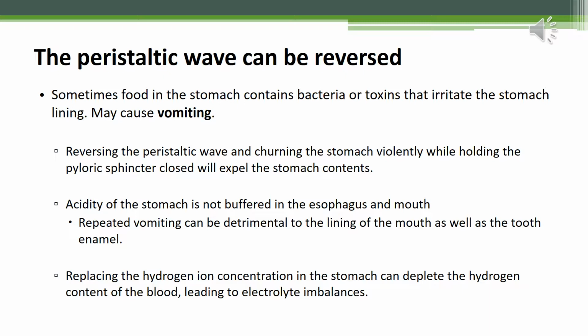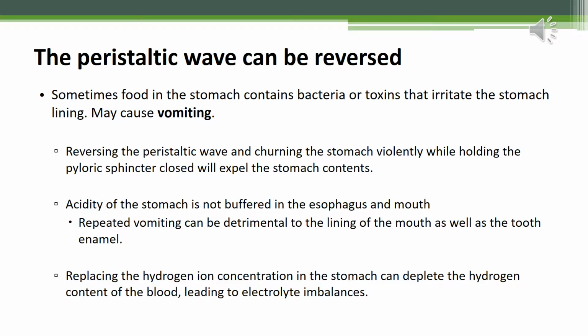So now we're going to talk about the physiological process of vomiting, or rather how vomiting is performed. When we vomit, we reverse the peristaltic wave while the stomach is churning the chyme up violently at this point. And to actually vomit, or push the food up into the esophagus, into the mouth, and then out of the mouth, we contract the pyloric sphincter.